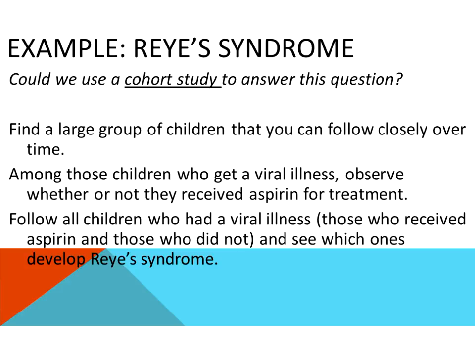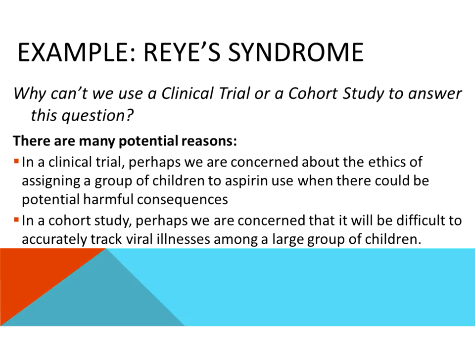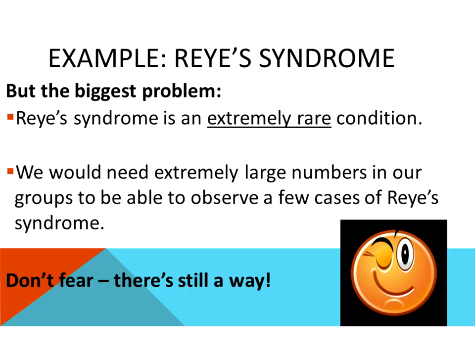Can we do a cohort study? Can we find a large group of children, all the children born in 2007, follow them for 5 to 15 years, and among those children who develop Reye's syndrome, go back and see whether they had taken aspirin or not? Boy, that would take a long period of time. So instead, let's take a look at a case control study.